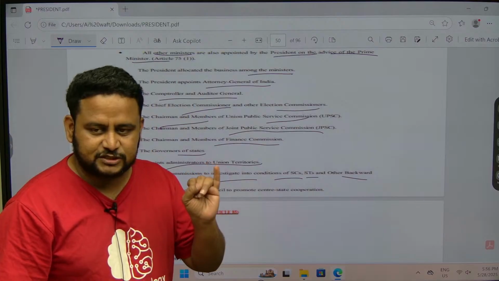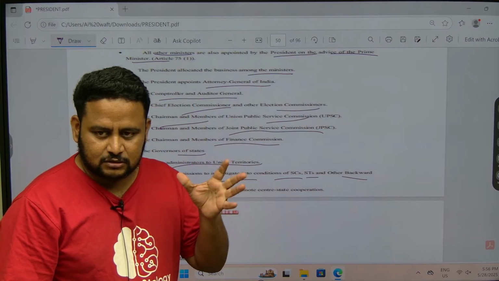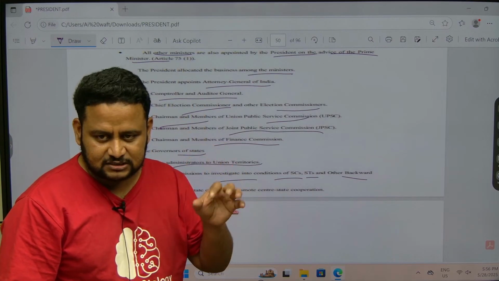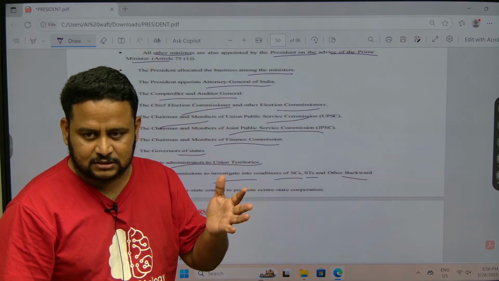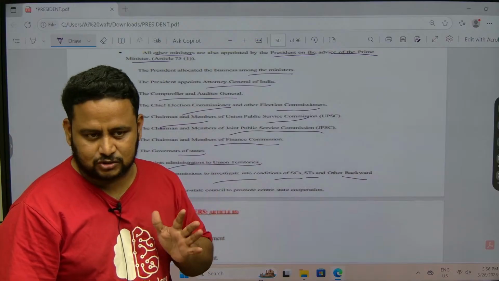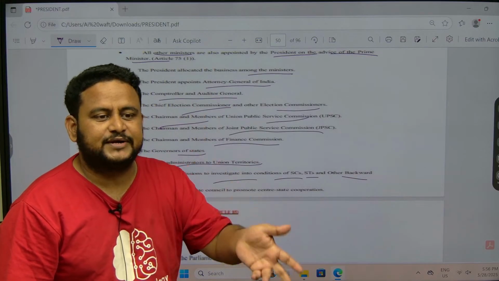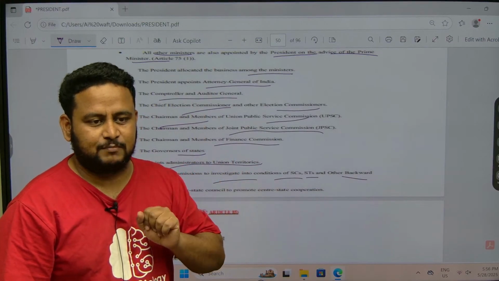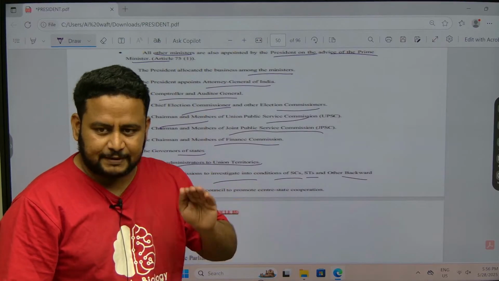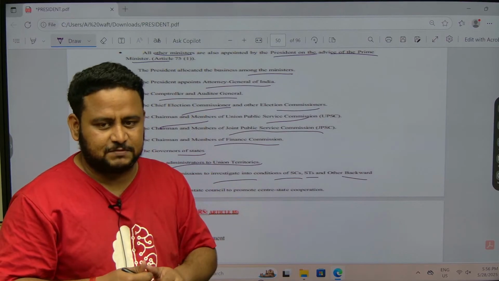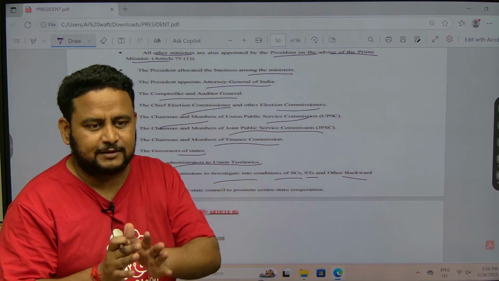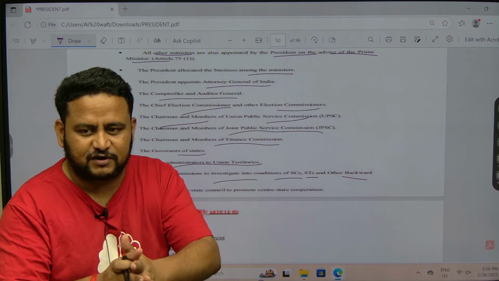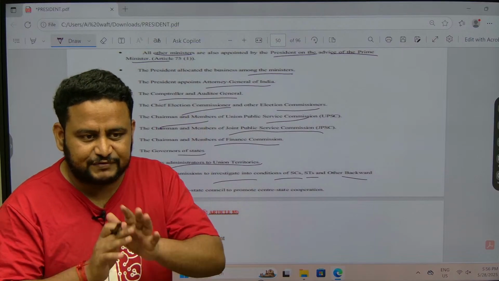Okay, there is a commission for SCs, that is commission for scheduled castes. There is a commission for scheduled tribes and also commission for backward classes, and commission for minorities also. So they have to annually put forward the report about the condition of these people. That commission has to study the condition of these people and create a report, and they have to put the report in front of whom? They have to put the report in front of the president. That is every year they have to put.